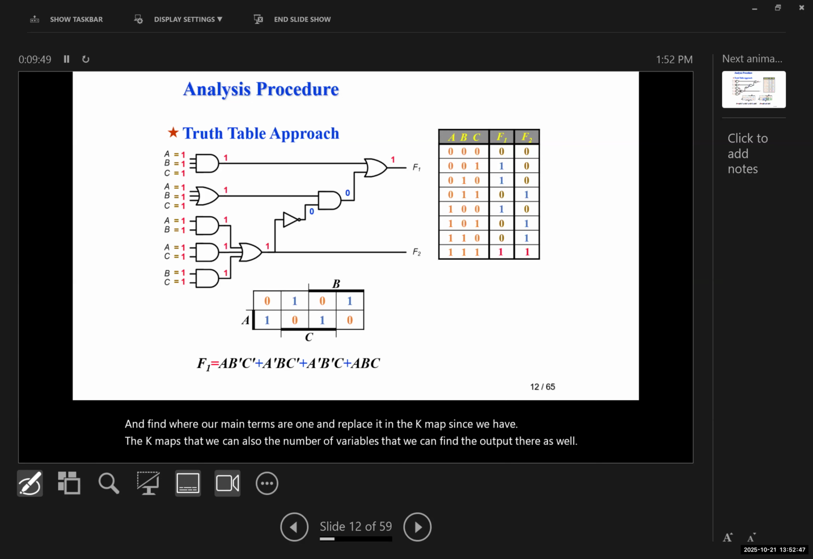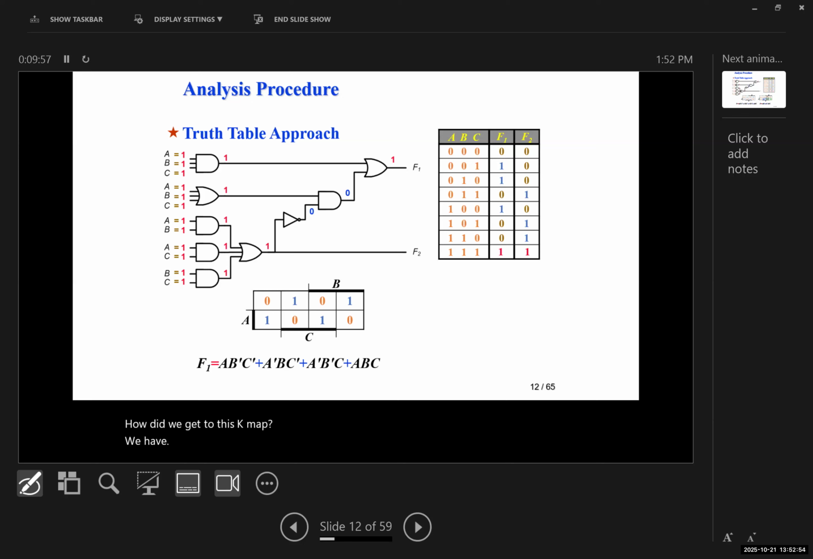Now, how did we get to this K-map? We have 2 to the power of 3, because we have 3 variables, A, B, C, 8 minterms. And again, the minterms are M0, 1, 3, 2. Let me write it down. M0, M1, 3, 2, 4, 5, 7, and 6. Okay. And this is going to be M0, 1, 2, 3, 4, 5, 6, and 7.